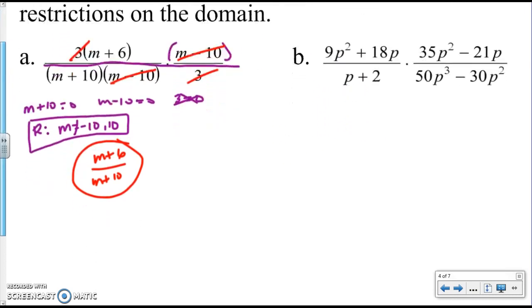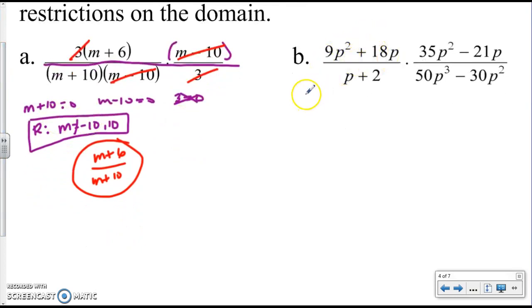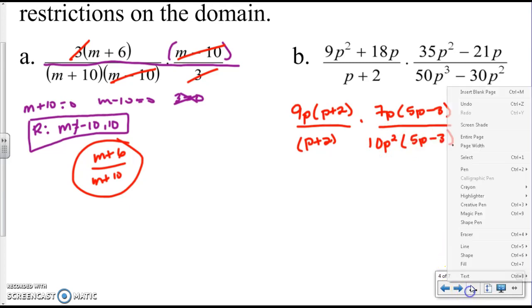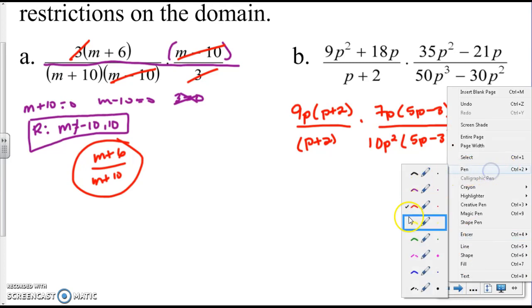Okay, let's do b. b is not factored for us, so we're going to go ahead and do that. Top of the first fraction, I can factor out a 9p, so I'm left with p plus 2. On the bottom of the first fraction, I can't do anything there, so I'm just left with the p plus 2. Second fraction on the top, I can take out a 7p, so I'm left with 5p minus 3. And on the bottom, I can take out a 10p squared, so I'm left with 5p minus 3. Okay, so all my factoring is done. Notice you just had to do GCFs there. We're kind of nice to you.